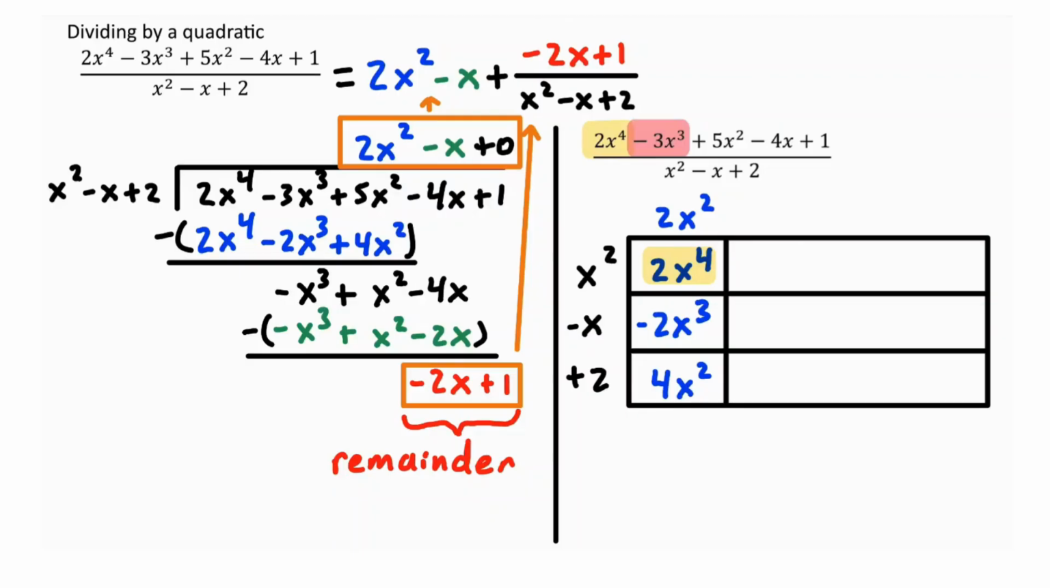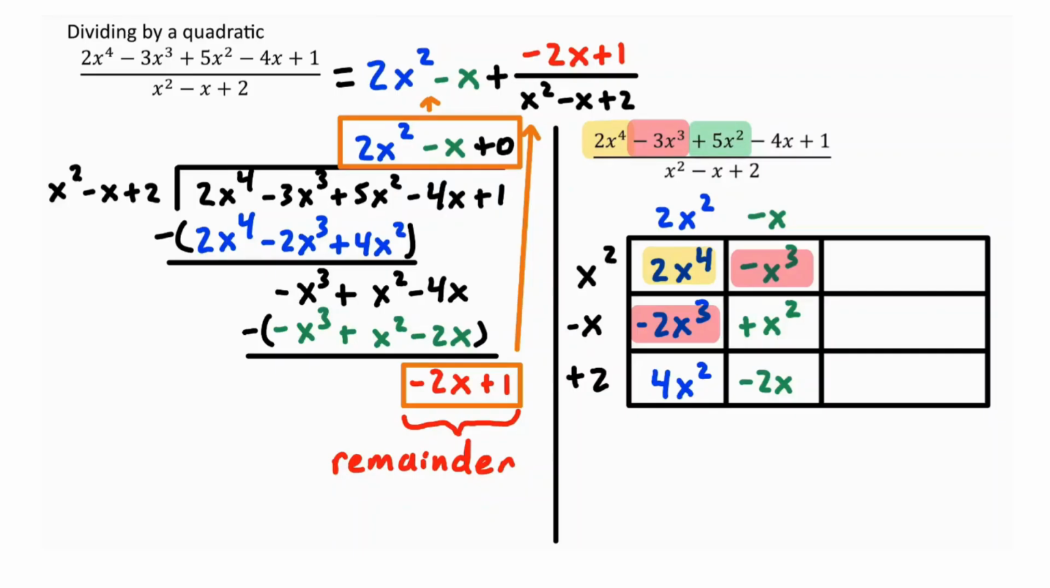Next, we need this negative 3x cubed. We already have a negative 2x cubed, so we need an additional negative x cubed. Same as the first column, we're going to factor x squared away from negative x cubed. We're left with negative x. Negative x times negative x is positive x squared. Negative x times positive 2 is negative 2x. Since the 3 rows are filled up, we'll section this off.